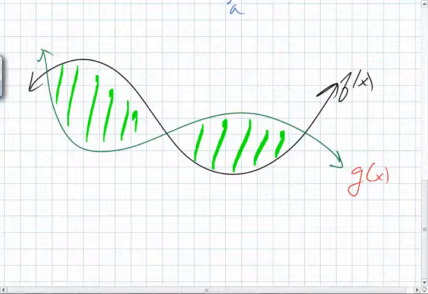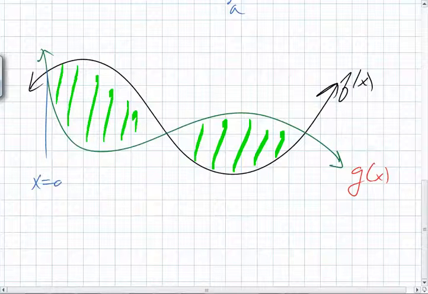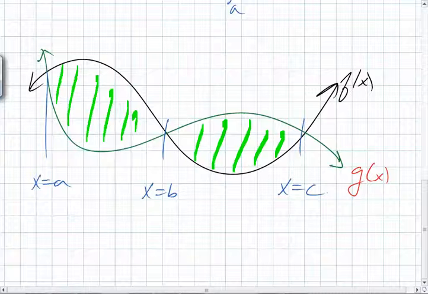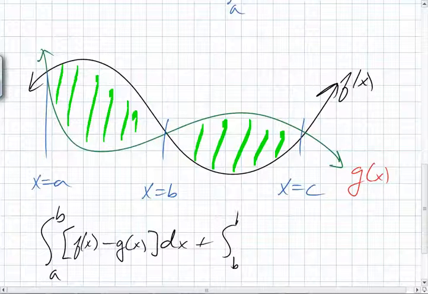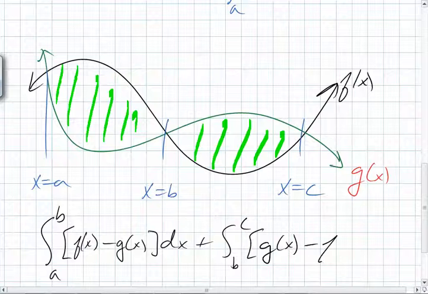What do I need to find first if I'm going to calculate an integral? The 3 points of intersection, exactly. So let's say that this one was x equals a, this one was x equals b, and this one was x equals c. How many integrals do you see? 2. The first one here is going to be the integral from a to b of what? F of x minus g of x. And what's the second one going to be? Exactly, b to c of g of x minus f of x.